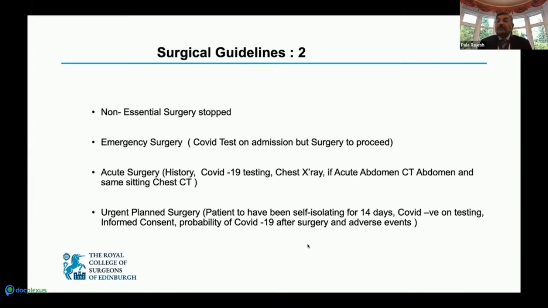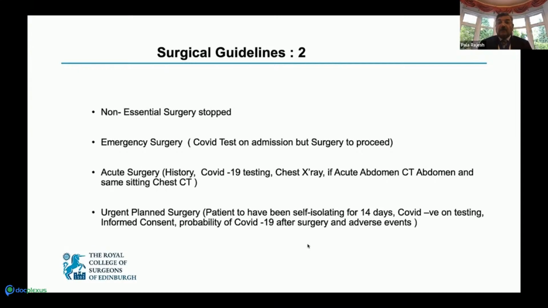The acute surgery patients who came in, a history was taken so that they found whether they had an exposure to COVID or not. They were tested for COVID. A chest X-ray was taken. And if the patient came in with an acute abdomen, then a CT abdomen was carried out and at the same time, if it was possible, a CT chest was done in order to make sure that there were no infiltrates in the lungs.